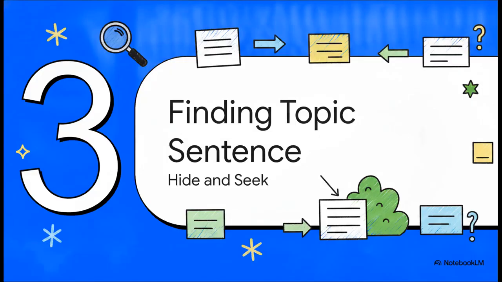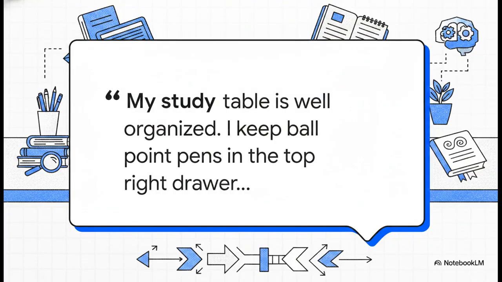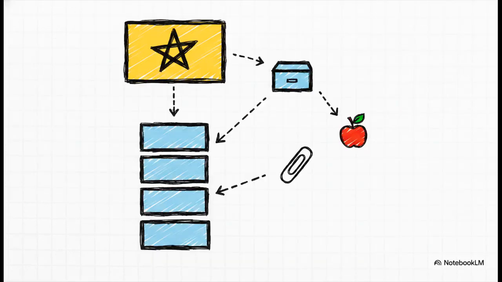Which brings us to section 3, finding the topic sentence, hide and seek. Let's play a quick game of hide and seek, shall we? Take a look at this short excerpt about a study table. Skim through it and see if you can spot where the writer actually hid the main general idea. It's buried in there with all those highly specific details about drawers, pens, and paper. Did you catch it? What's super interesting here is that the foundation is laid right out of the gate. The topic sentence is literally the very first sentence. My study table is well organized. All those other sentences that follow, the drawers, the paper, they're just the structural support. They provide specific details to prove that initial controlling statement.